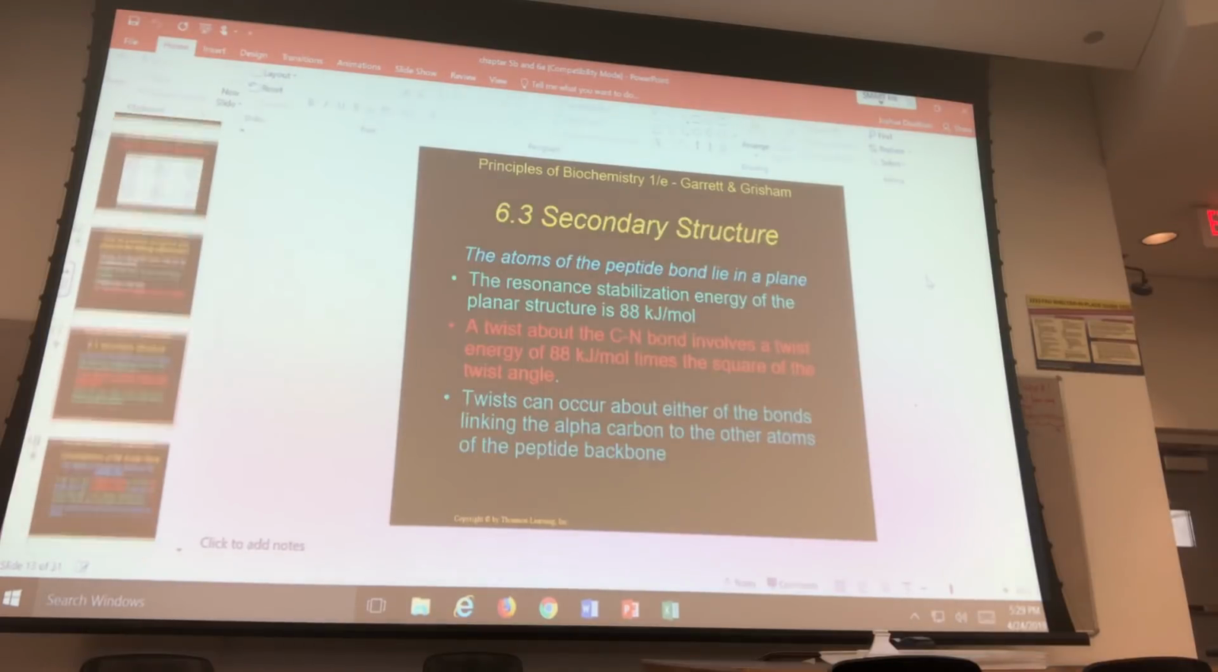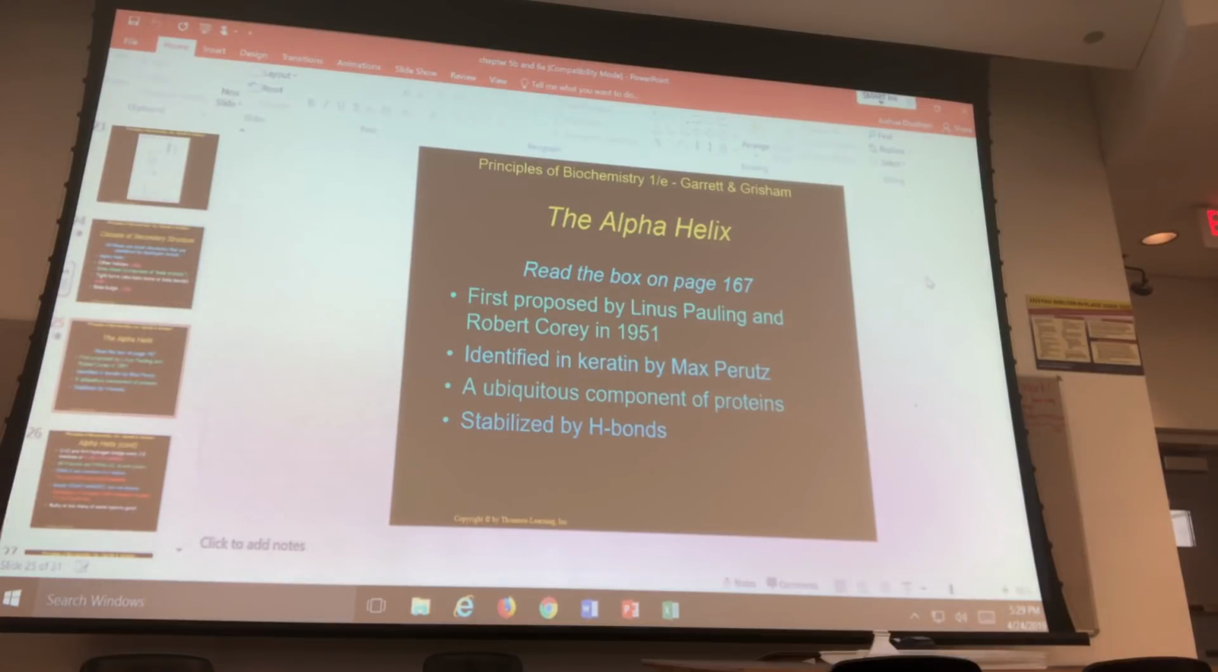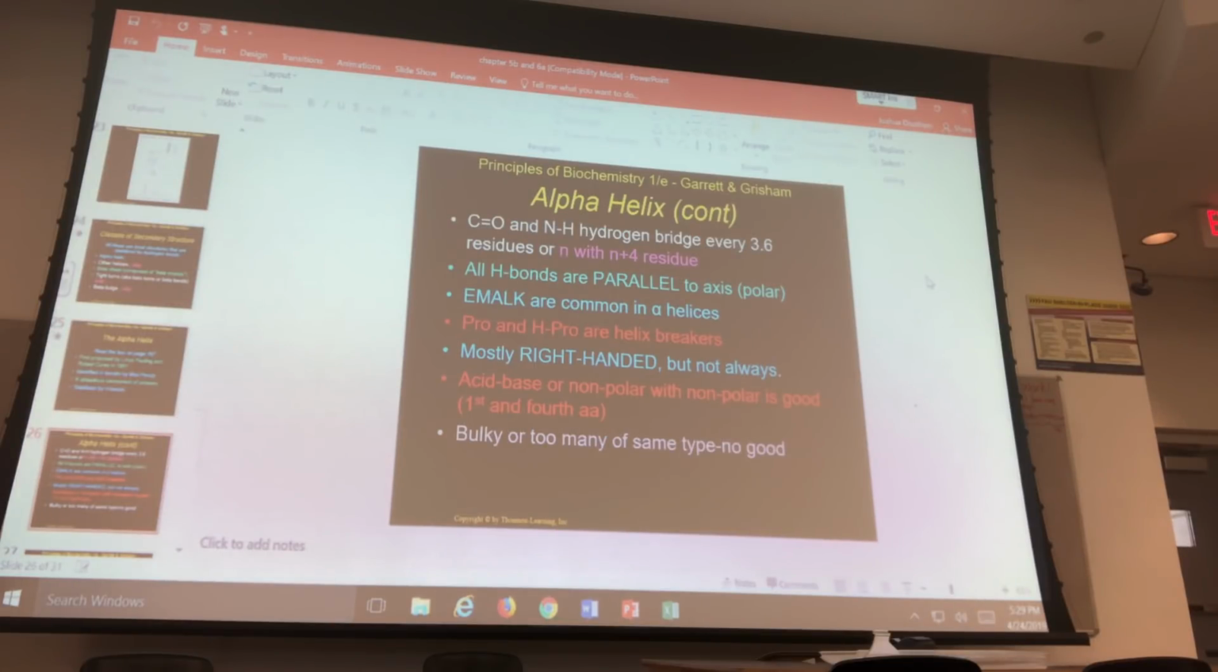Let me find the alpha helix one. We have a few slides devoted to each one, and there's a few properties of each one you should know about. Know the properties of the alpha helix, such as you are not going to find a lot of prolines in alpha helices because prolines are known as helix breakers. And, oh yeah, this N and N+4 rule. If you don't know what that is, you can review the exam 1 review. All right, features of alpha helices.